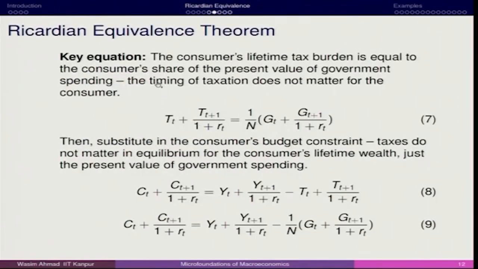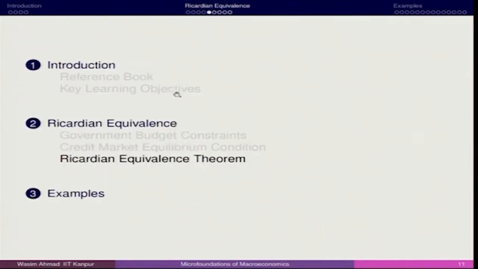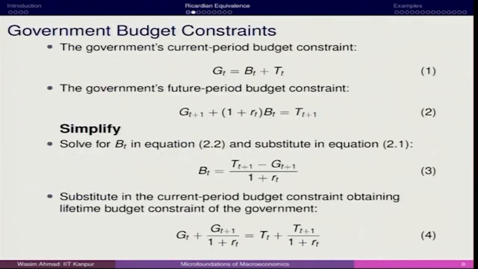Now, let us work out the Ricardian equivalence. So, what is the purpose here? Whatever we have done, let us first summarize this part. The purpose here is that we are trying to derive the lifetime budget constraint of the government. So, we have derived this particular part, right. Once I have derived the lifetime budget constraint of the government, this is how it looks.